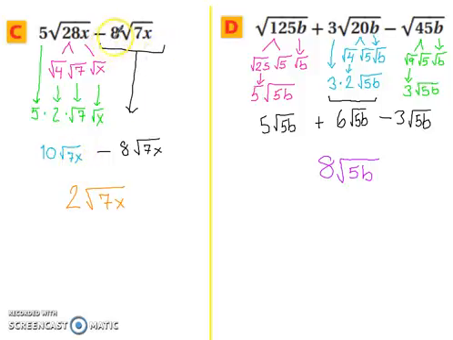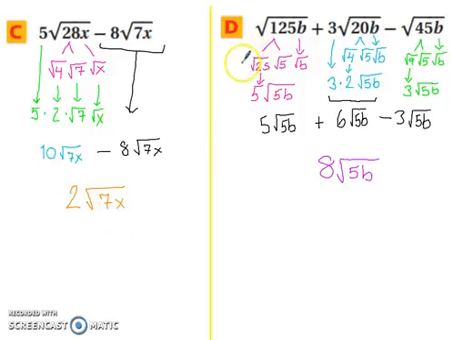We cannot simplify 8 square roots of 7x. So we're simply going to bring that down and rewrite it. So now we have 10 square roots of 7x minus 8 square roots of 7x, leaving us 2 square roots of 7x in the end.